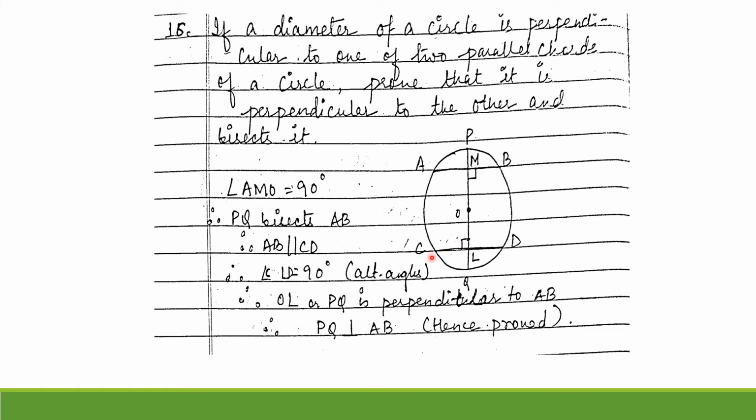So AB becomes parallel to CD, and if you see the same triangle, if I take OLC or if I take OLD, this angle also becomes 90 degrees because point L is where the chord gets bisected and point L lies on the line PQ. So therefore we can say that PQ is perpendicular to the chord CD, and also to the chord AB, hence we can say that PQ is perpendicular to AB, and also PQ is perpendicular to CD, hence the statement is proved.